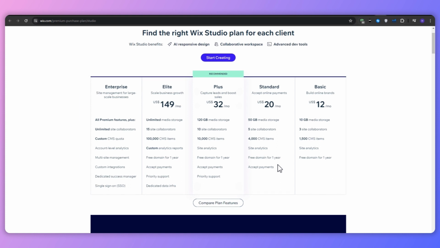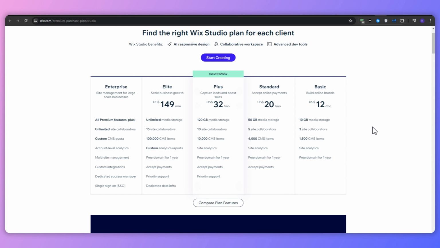The Wix Studio premium plans are divided into 5 tiers: Basic, Standard, Plus, Elite, and Enterprise. Each tier offers a different set of features, limitations, and pricing, catering to various website requirements and budgets. As we explore each plan in detail, keep in mind your specific needs and goals to identify the one that best aligns with your vision.